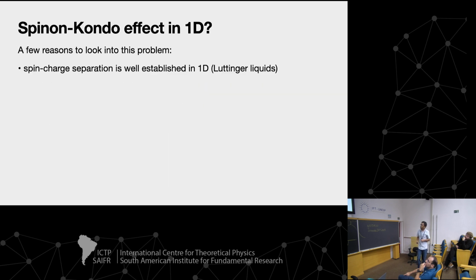So what we wanted to do here is to ask if there is a simpler version of this problem in one dimension. Well, the first reason is that we didn't know if this was possible in 1D. I couldn't find the answer anywhere, so I thought maybe we should figure this out. But a few reasons to look into this problem is that, first of all, spin charge separation is very well established in 1D. It's a hallmark of Luttinger liquids, and then what you have to do is gap out the charge sector to get the Mott insulator.